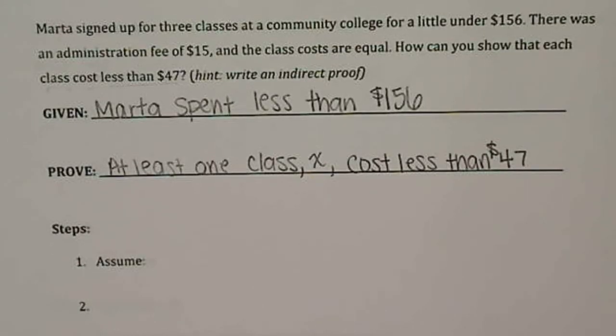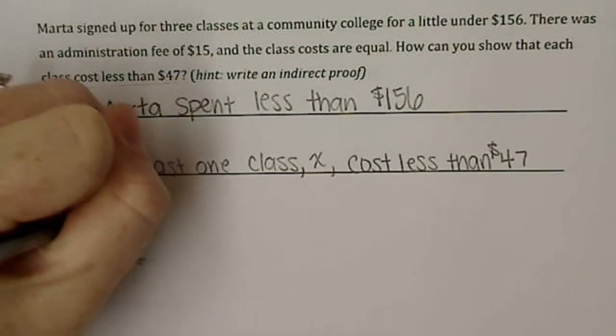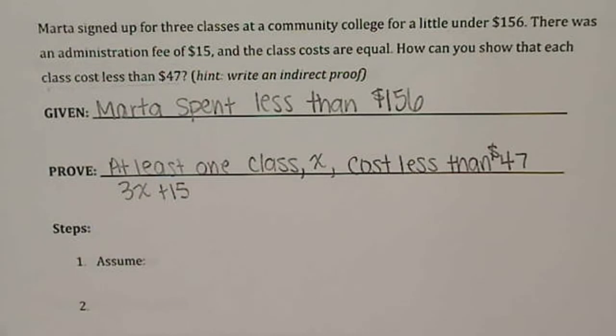Okay, if I were to set up an equation, because I do have an administration fee of $15 regardless of how many classes I take, and I do know that each class costs the same, I want to come up with an equation. My equation is going to be 3x, 3 classes, plus the $15 administration fee.